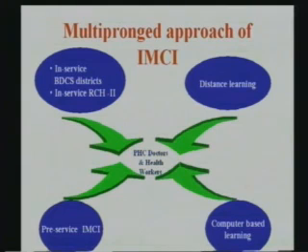Through distance learning, this is being implemented in India. Computer-based education is also in process, which will be implemented very soon. I think this is the background of why IMNCI has been adopted in India. And one more thing I would like to add: in India we have included the home visits also.